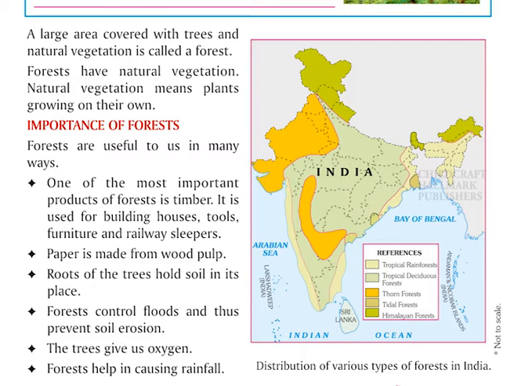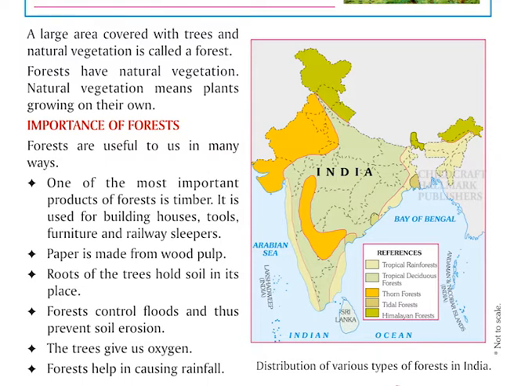One of the most important products of forests is timber. It is used for building houses, tools, furniture, and railway sleepers. Paper is made from wood pulp. Roots of the trees hold soil in its place. Forests control floods and thus prevent soil erosion.